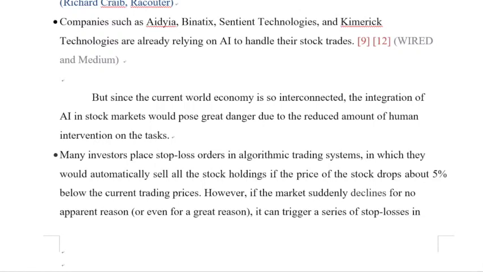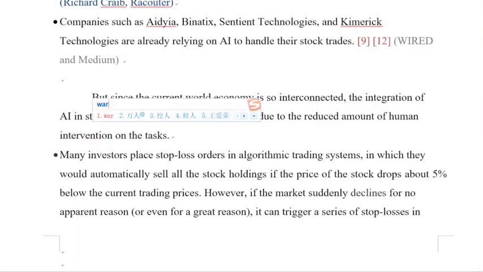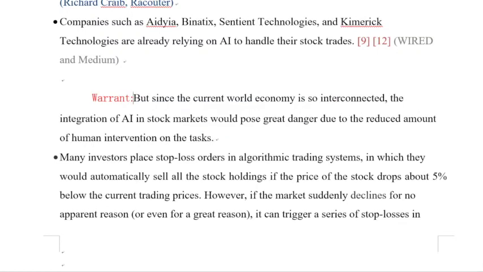But with this, it is not enough to prove their claim that AI may impose danger on the global economy. This is why we have the warrant, which connects the evidence to the claim and proves the claim using the evidence. So here, the warrant is: since the current world economy is so interconnected, the integration of AI in stock markets would pose great danger due to the reduced amount of human intervention on the tasks.